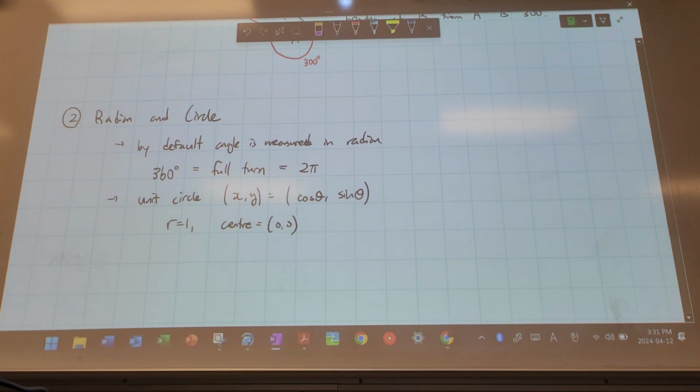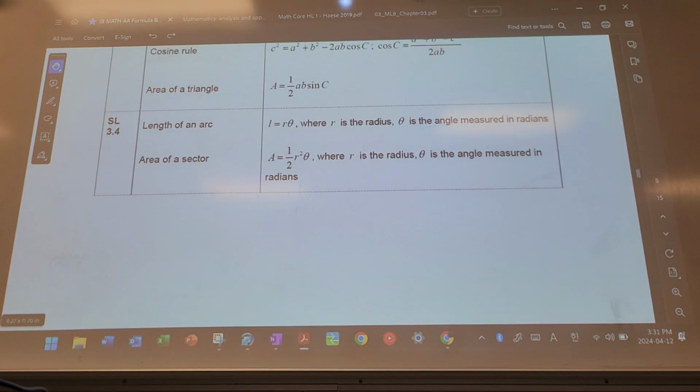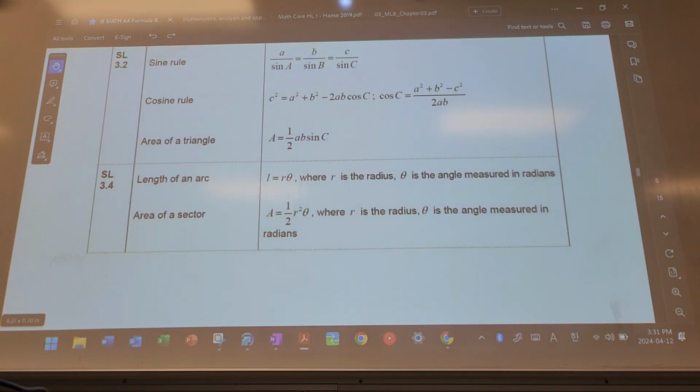Speaking of circles, we also have the idea of the sector and arc length. I think it's important to point out that the formula only works for radians. It is written in your formula booklet, but quite often people forget about it. The length of an arc and the area of a sector, the angle is measured in radians only, so it will not work for degrees.